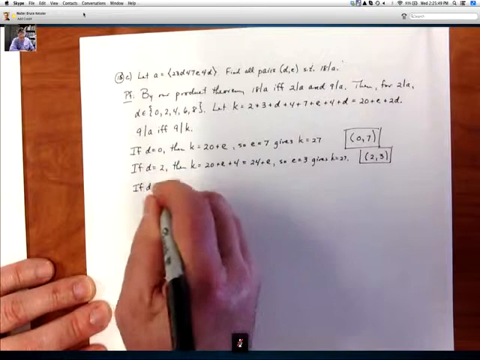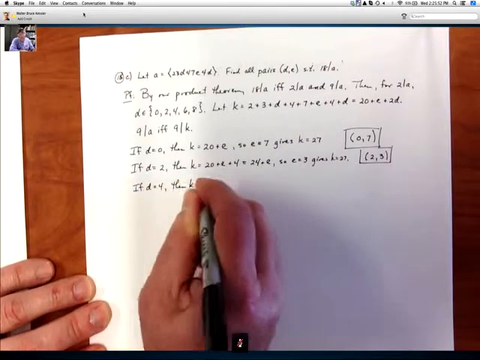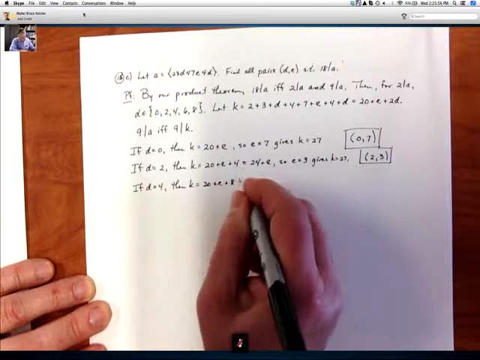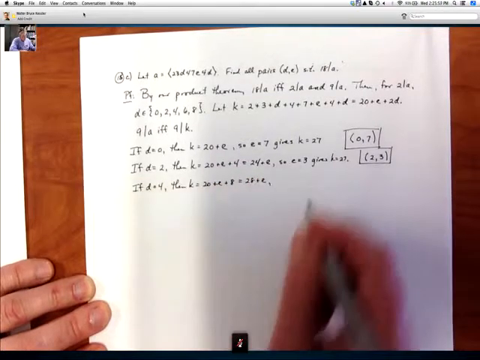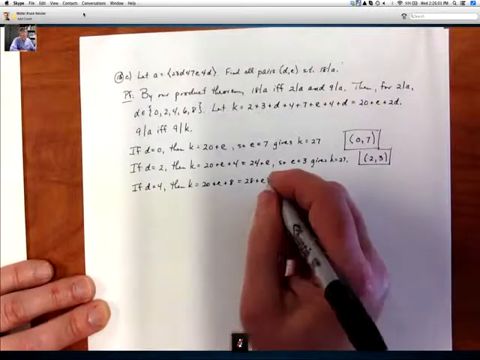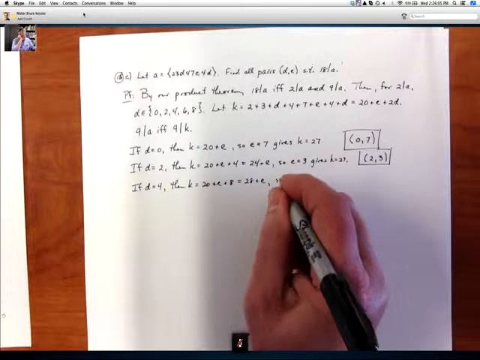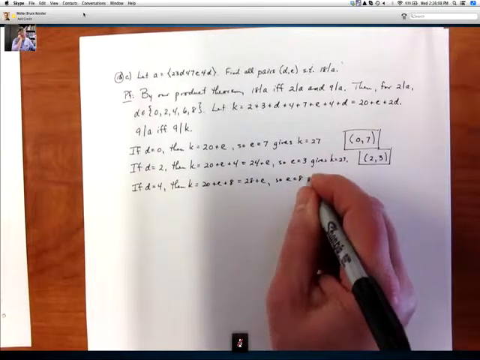If D equals 4, then K is 20 plus E plus 8. So 28 plus E. Well, 27 is out of range again, but I can get it up to 36 by adding an 8.